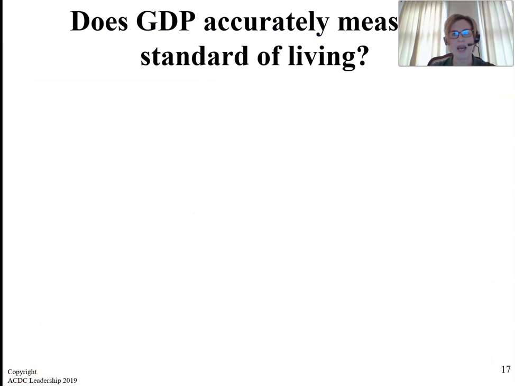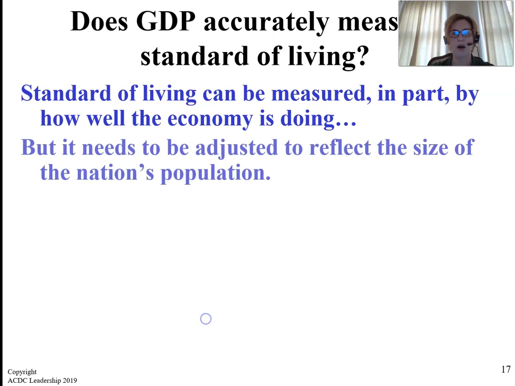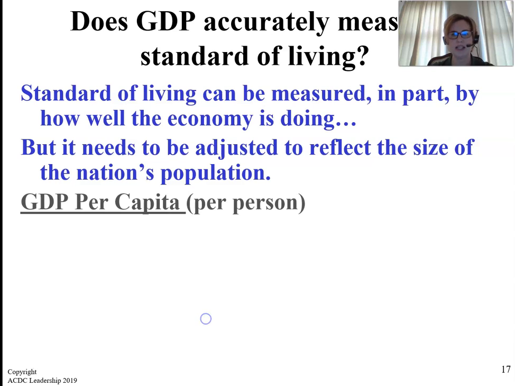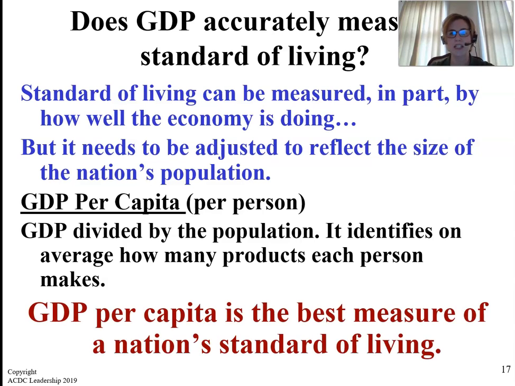Does GDP accurately measure the standard of living? A standard of living can be measured in part by how well the economy is doing, but it's important to adjust it to reflect the nation's population. And this is referred to as GDP per capita or per person. So you take GDP and you divide it by the population. So that number would identify on average how many products each person makes. GDP per capita is the best measure of a nation's standard of living.